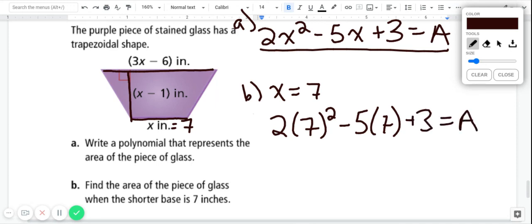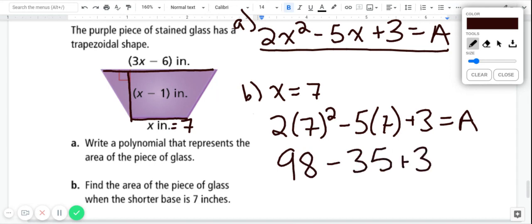Okay. 7 squared is 49. 49 times 2 is 98. Minus 5 times 7, which is 35, plus 3 equals the area. Let's see, what's 100 minus 35? 65. Plus 3, plus 1. So this will be 66. So the area is 66. What's our unit? Square inches.